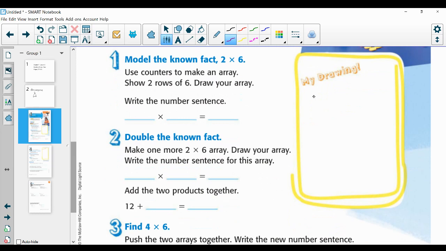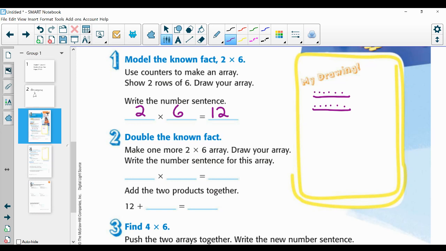Now the quick way to do our rows, to make sure we do them correctly, is to draw 2 lines. I'm going to put 6 on the first line. 1, 2, 3, 4, 5, 6. 1, 2, 3, 4, 5, 6. So I have 2 rows of 6. I drew my array. Now I'm going to write the number sentence. So 2 rows of 6, and if I count up all those dots, I have 12.